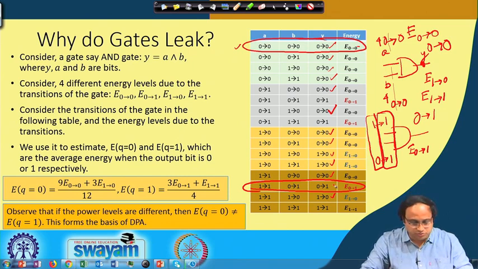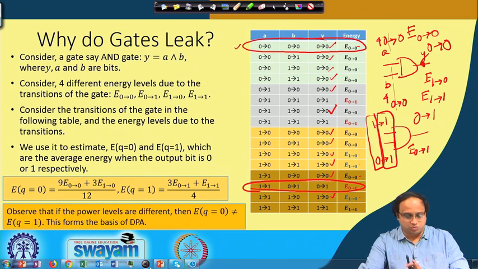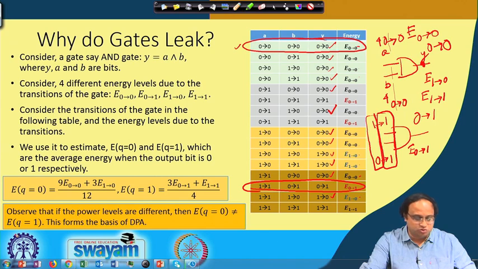Here you can observe that there are 9 E0→0 transitions: 1, 2, 3, 4, 5, 6, 7, 8 and 9. And there are 3 E1→0 transitions, these blues, so if you average, you divide by 12. Likewise, for E(Q=1), there are 3 E0→1 transitions and 1 E1→1 transition. The average is shown here, and you can observe that if the transitions E0→0, 1→0, 1→1 and 0→1 are not identical, then E(Q=0) and E(Q=1) are not the same.